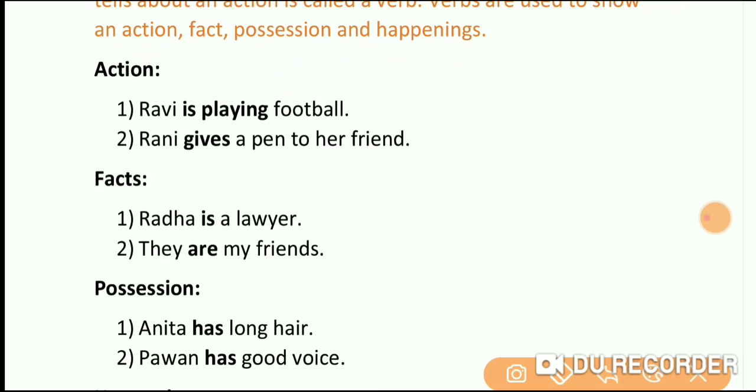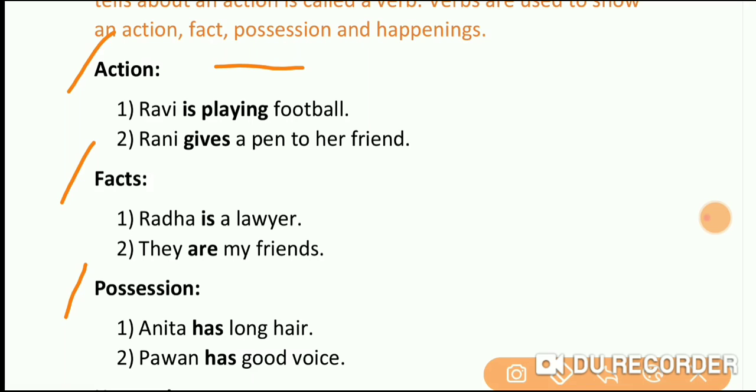So here let us see the first one. Verbs are used in three different ways. The first one is action, the second one is fact, the third one is possession. Let us see the first one. Verbs are used to show an action, to show fact, to show possession and to show happening. They are used in four different ways. There are four uses of verbs which we can see in English grammar.